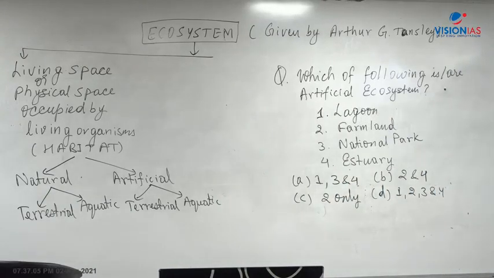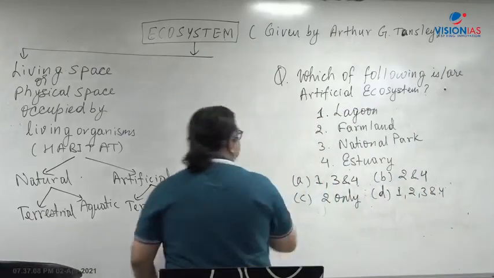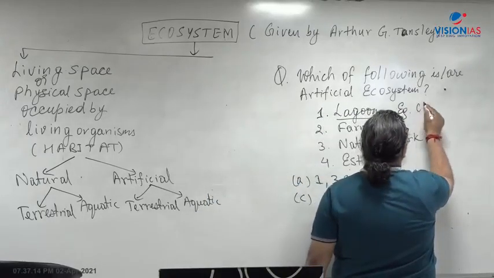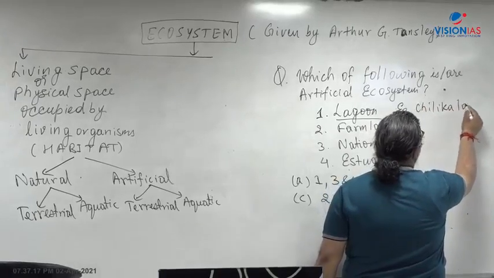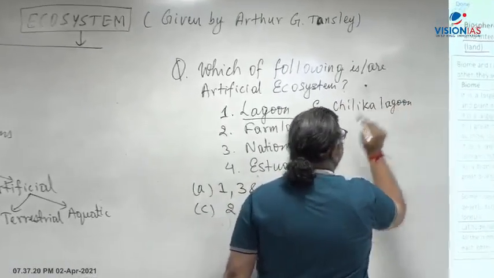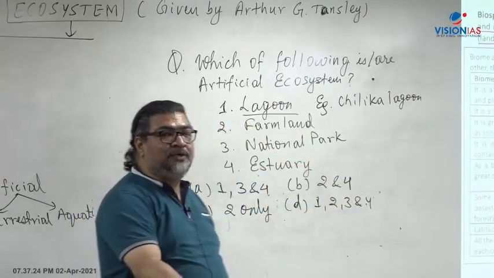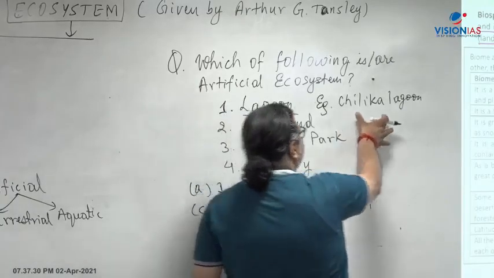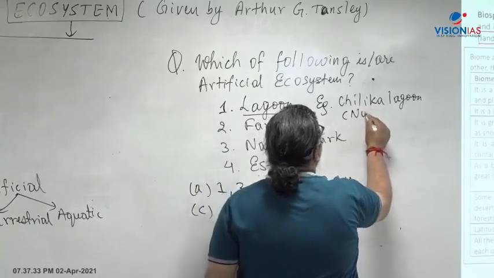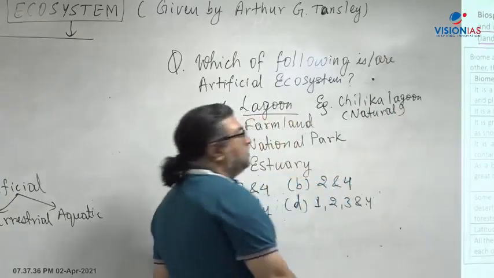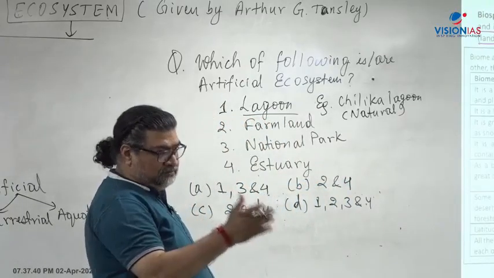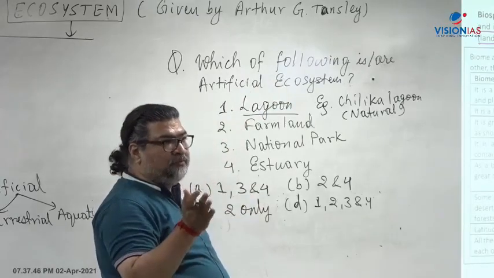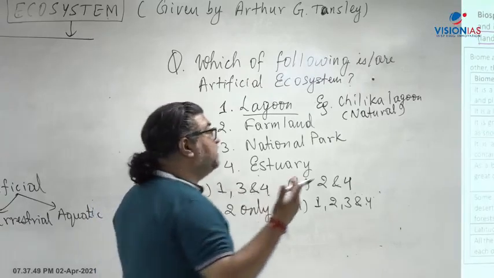Anyway, whatever you have given here, the answer is, let's go one by one. Lagoon. Let's say, for example, Chilika Lagoon, the largest lake in India, in Odisha, right? Pulikat Lagoon, all the lagoons. So Chilika is a natural type, it's not artificial. Pulikat Lagoon lies between Andhra Pradesh and Tamil Nadu. Chilika Lagoon, the largest lake of India, is in Odisha, in Puri and Ganjam districts, right? So that again comes under natural, right?